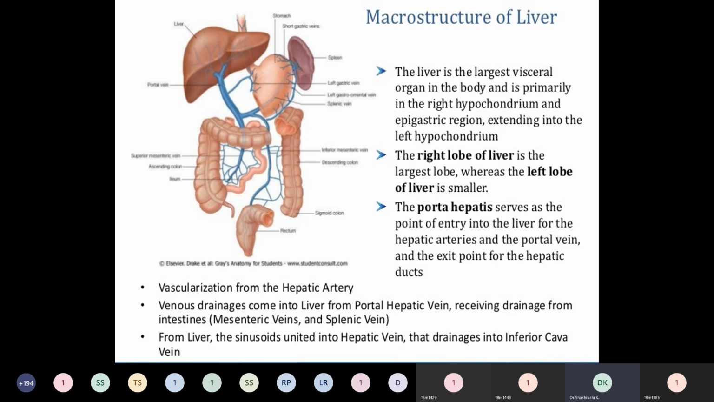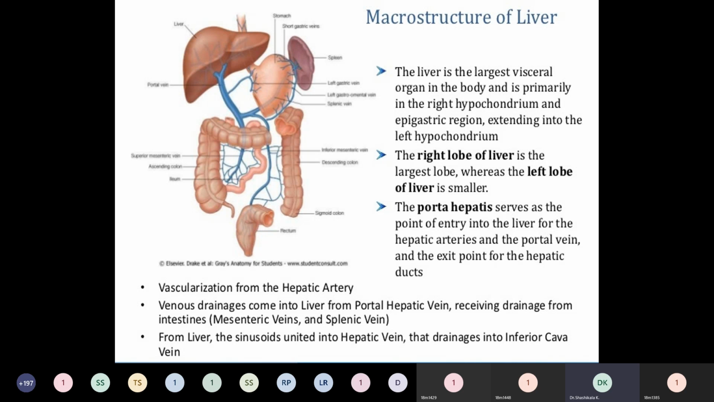So the macrostructure of the liver: the liver is the largest visceral organ in the body and is primarily in the right hypochondrium and epigastric region, extending into the left hypochondrium. It has two lobes, the right lobe of the liver, which is the largest, and the left lobe, which is the smallest. You have the porta hepatis, which serves as the point of entry into the liver for the hepatic arteries and the portal vein, and the exit point for the hepatic ducts.